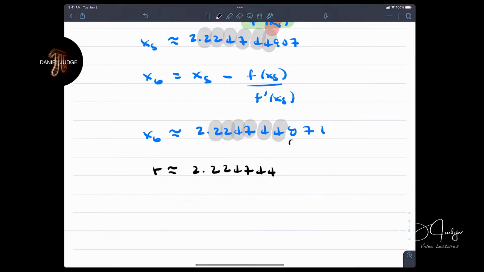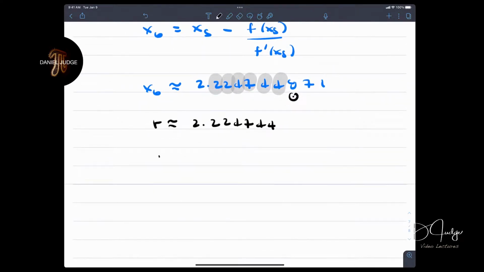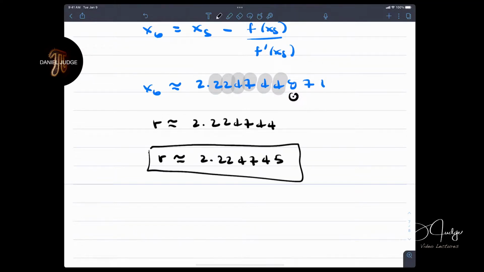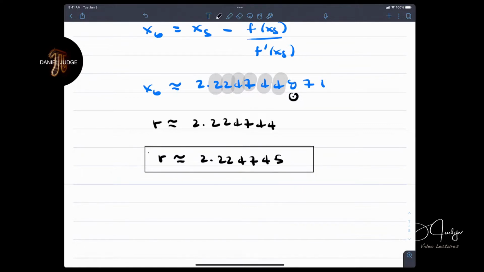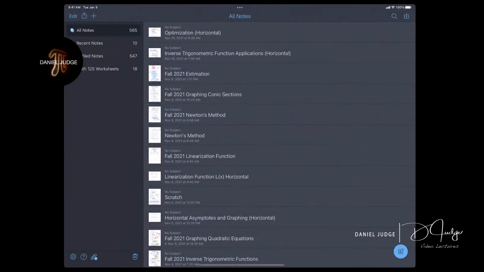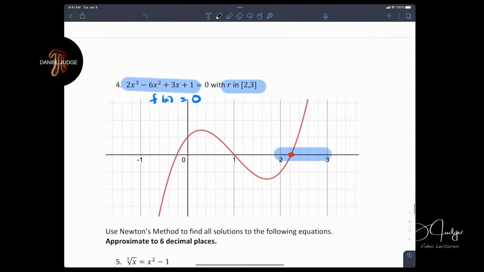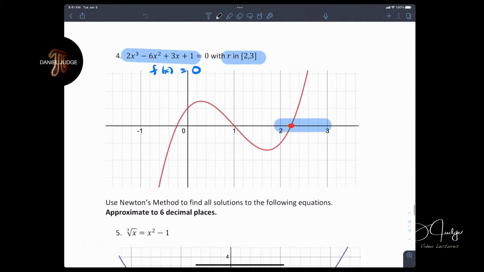Our conclusion is that the root is approximately 2.224744. Now, when you look at the digit to the right from the last iteration, it's an 8. That means add 1. So your root is approximately 2.22474. Add 1, and you get a 5. And ladies and gentlemen, here you go. We have found the approximate root to this exercise. Now, let me go back and say, if we find Newton's method here, this is number 4, which is 2x cubed minus 6x squared plus 3x plus 1.